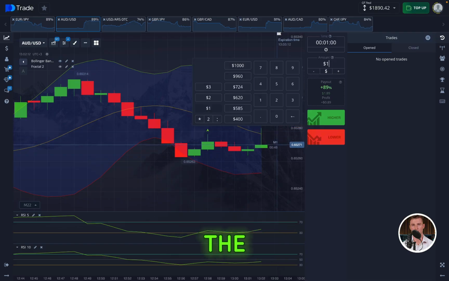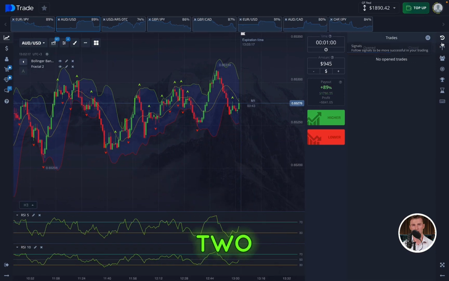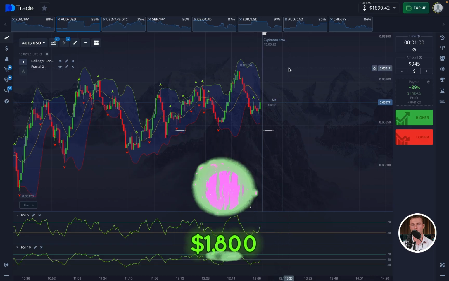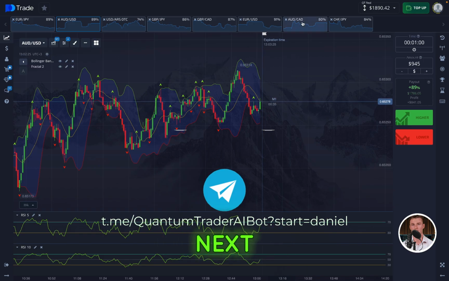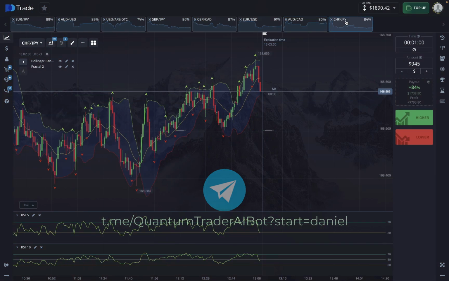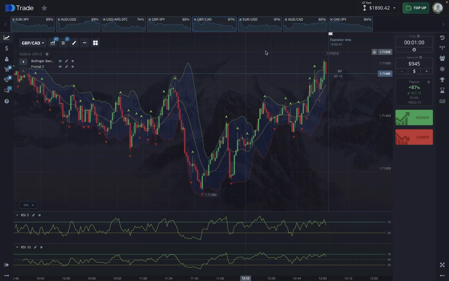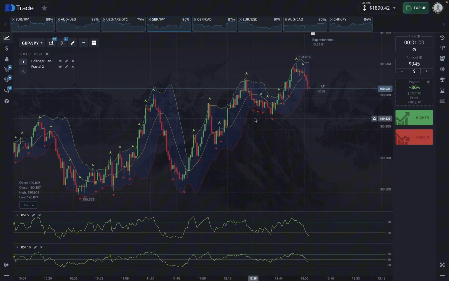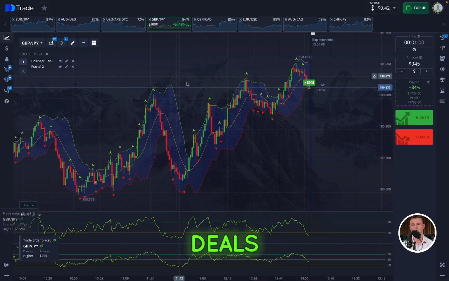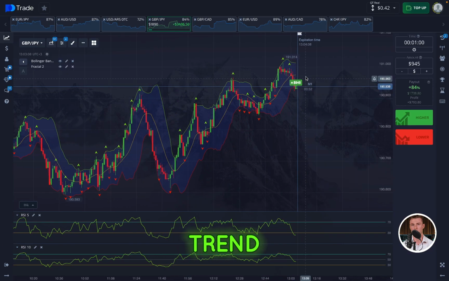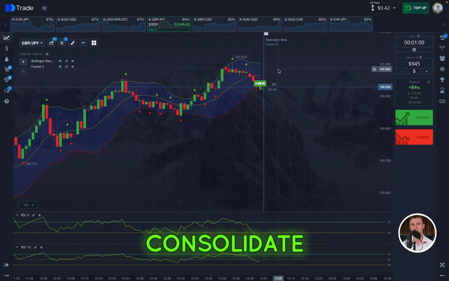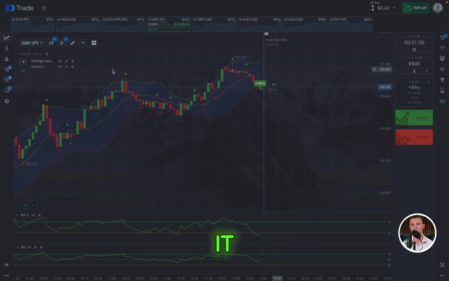Let's change the amount of the deal value, put $945, and reopen 2 deals for the entire balance, namely for $1,800. Let's continue and select the next currency pair. And here I will open 2 deals to increase again in the direction of the trend. The entry logic remains absolutely the same as in the last deal. Let's consolidate the result you have already seen. I think it will be quite good.